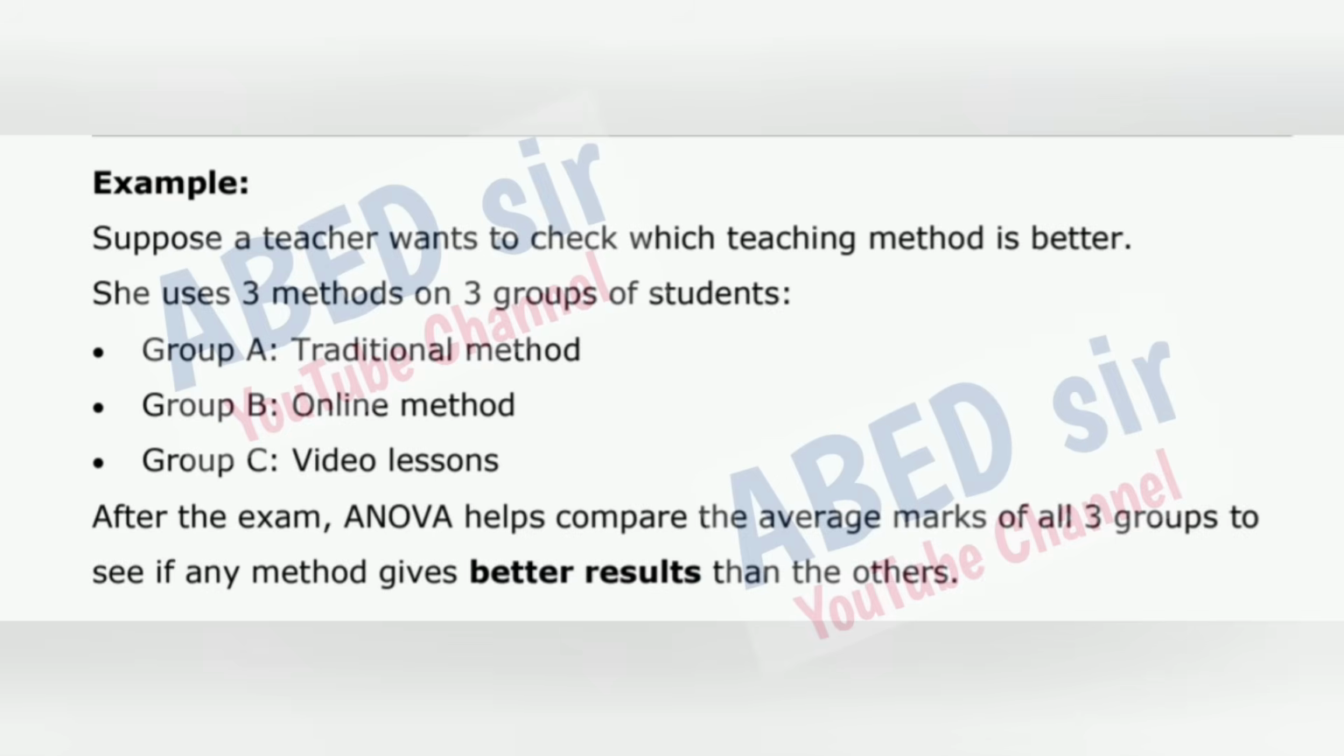Example. Suppose a teacher wants to check which teaching method is better. She uses 3 methods on 3 groups of students. Group A, traditional method. Group B, online method. Group C, video lessons. After the exam, ANOVA helps compare the average marks of all 3 groups to see if any method gives better results than the others.